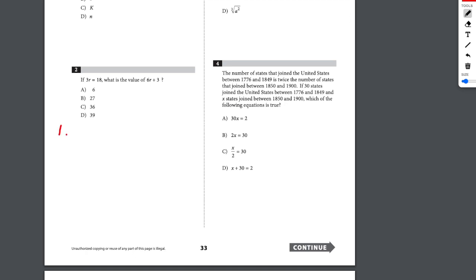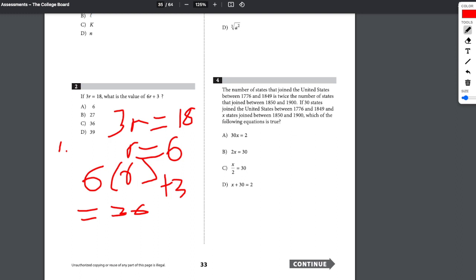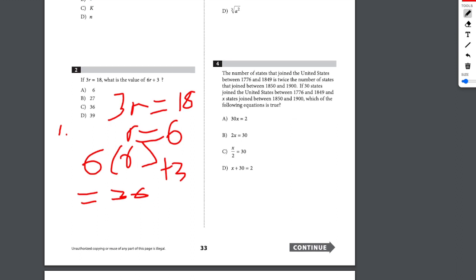Way number 1 is to find r individually. So you say, okay, 3r equals 18, so r must equal 6. And then I substitute: 6 times 6 plus 3 equals 36 plus 3, which equals 39. That's one way of doing it.